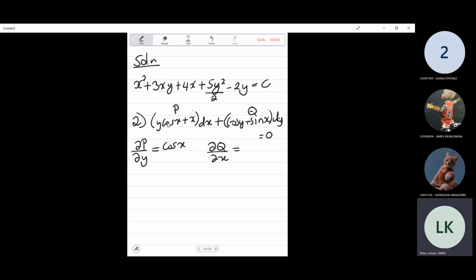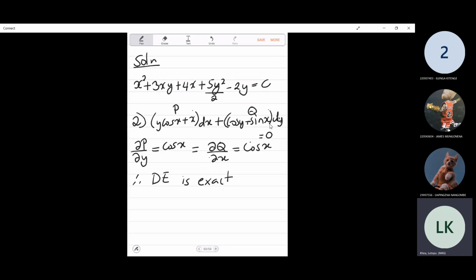Okay, so then I differentiate this with respect to x, that's 0. The derivative of sine x is cos x. So you can see that these two partial derivatives are the same, and we can say the differential equation is exact. And now that it is exact, we know how to proceed.